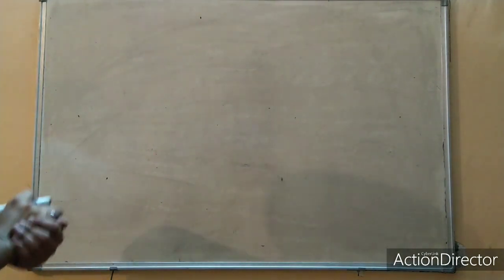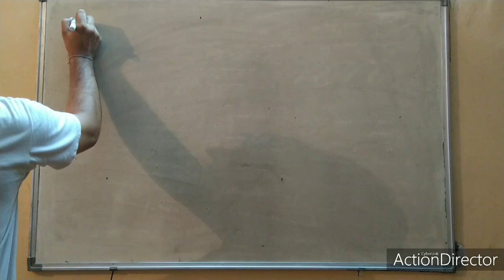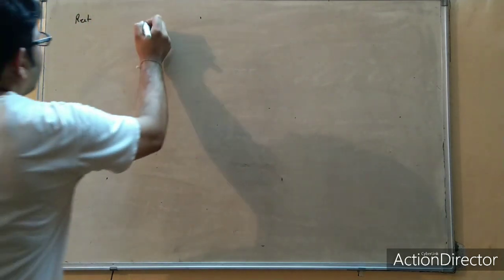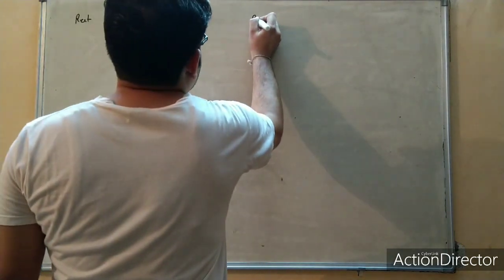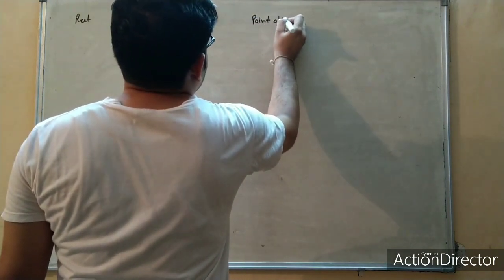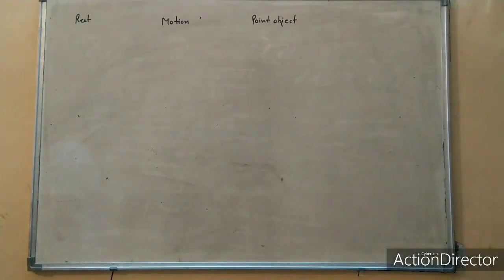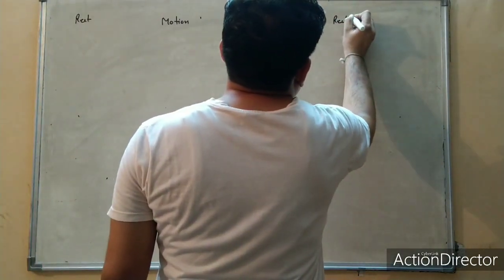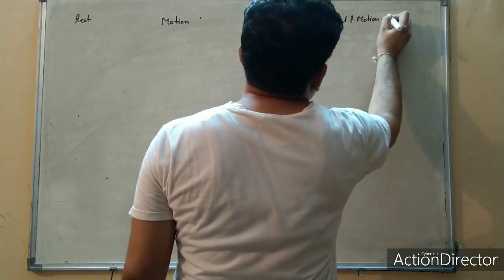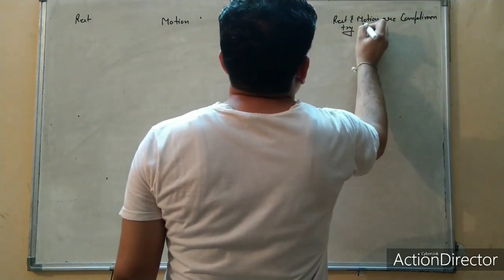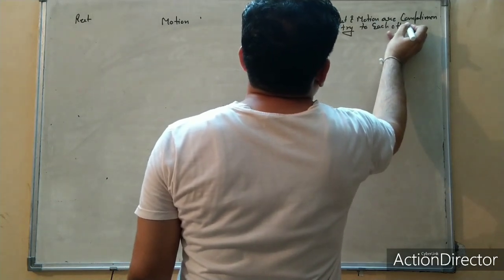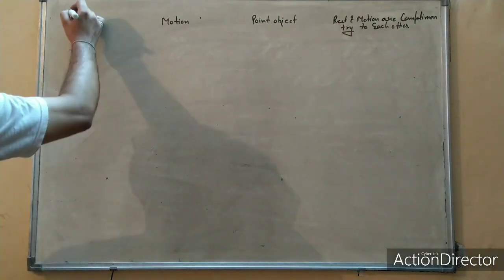Now, to study motion of an object, we have to understand three main terms: rest, motion, point object, and rest and motion are complementary. So first we study rest.